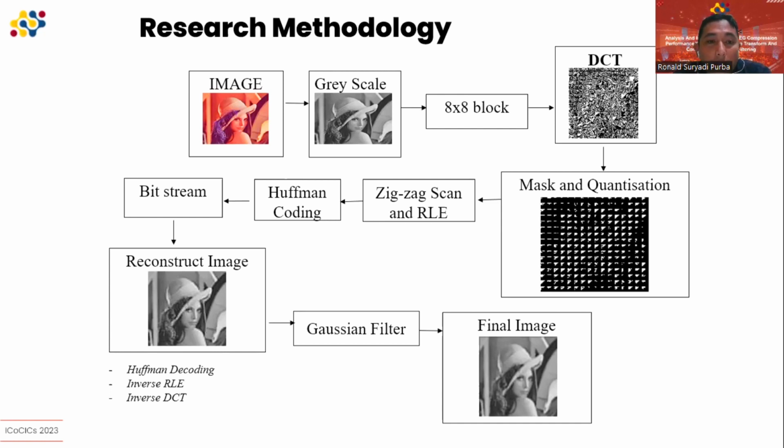After this, we reconstruct the image, and we found the result of the image. Then we continue with the Gaussian filtering after compressing and decompressing. This is the final step involved.